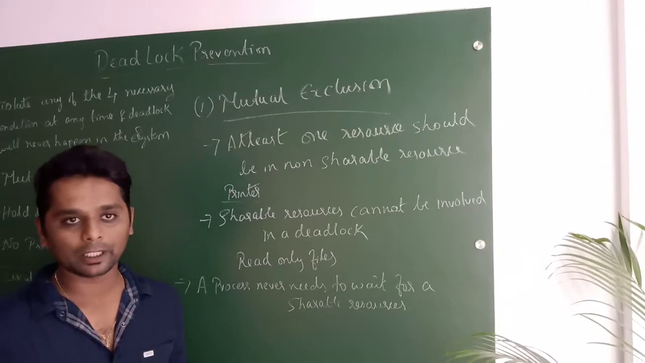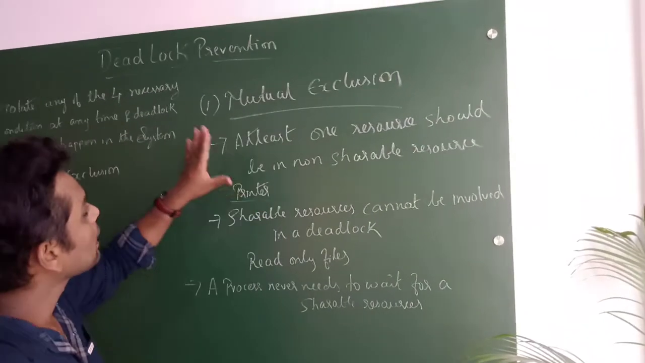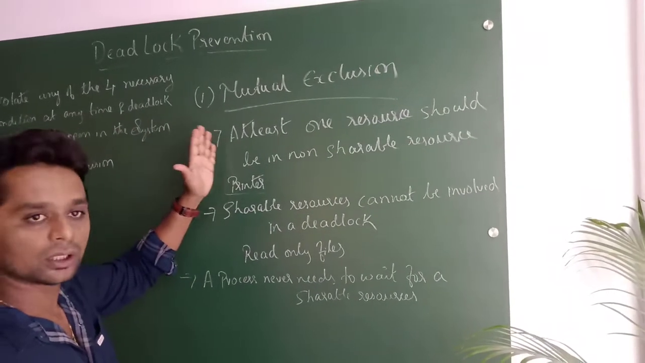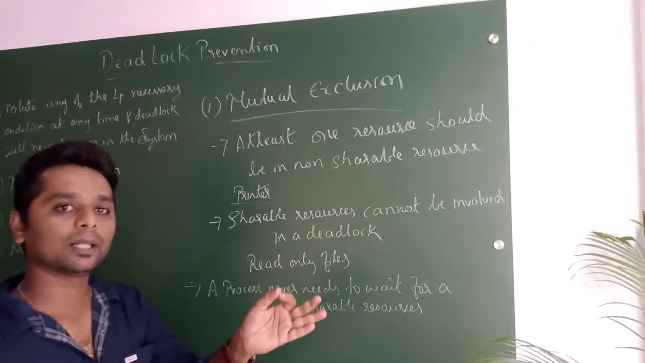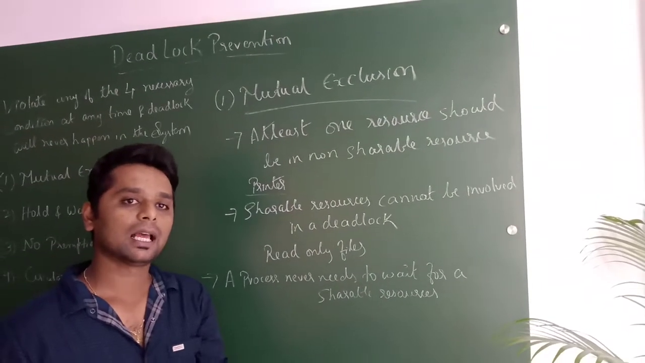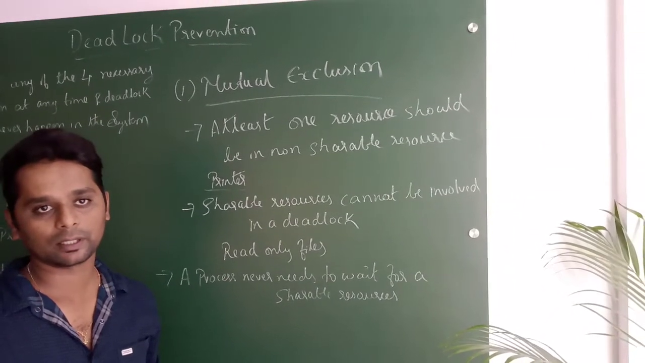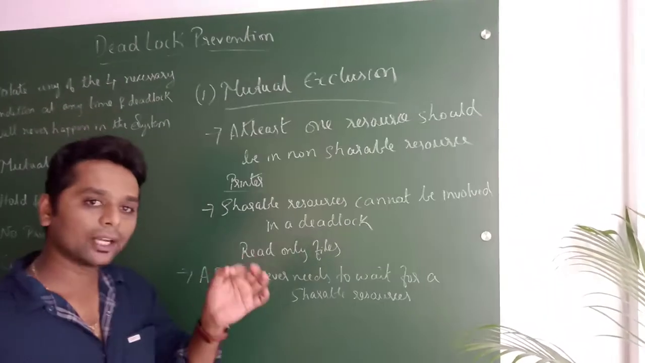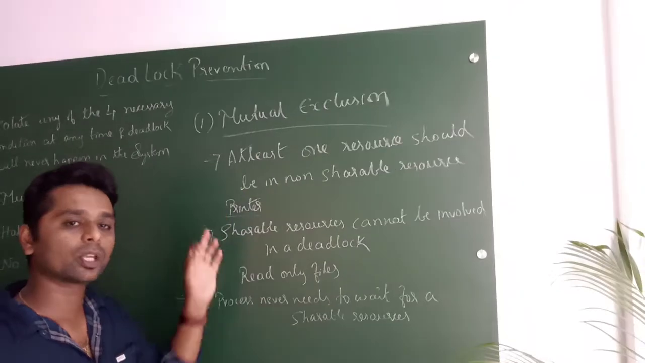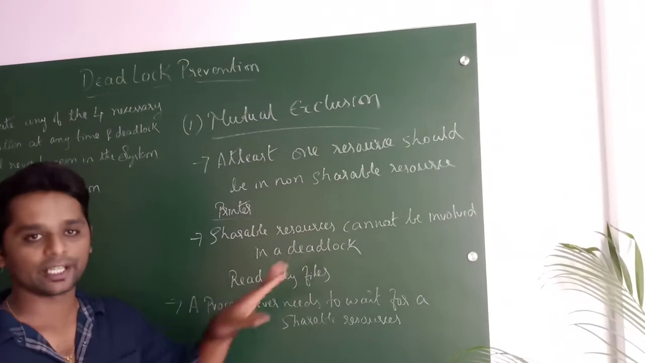It is unimplementable. That's why, whenever the resources are non-shareable, some other process has to wait until the previous process releases the resource. So what you can do in mutual exclusion is make the resources shareable.